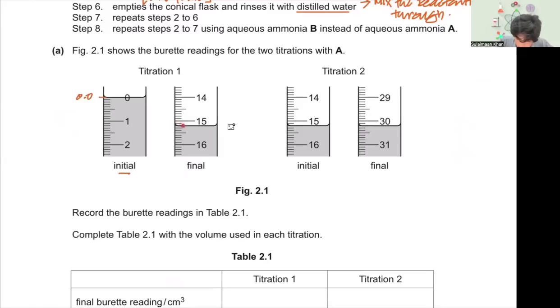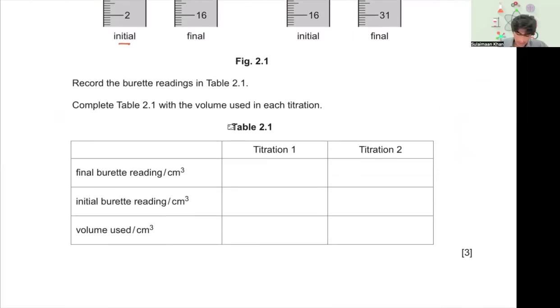That's 15, 15.1, and that's 15.2 right here. So that's 15.2. And then for titration 2, you have 15.2 as the initial reading. That's how you started off with it. And then it's 30, 30.1, 30.2. That's awesome, right? So I'll just write it here.